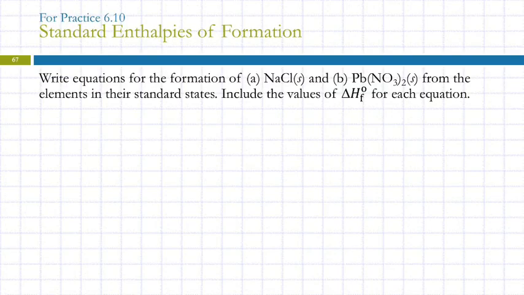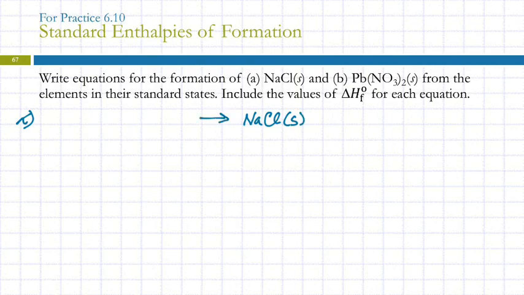So let's practice. Write equations for the formation of sodium chloride solid and lead 2 nitrate solid from elements in their standard states. Include the values of the standard heats of formation. So I'm going to write the reactions first, and then we'll look up the numbers. For the first one, A, our product is sodium chloride. I'm going to start by putting that over here on the product side.